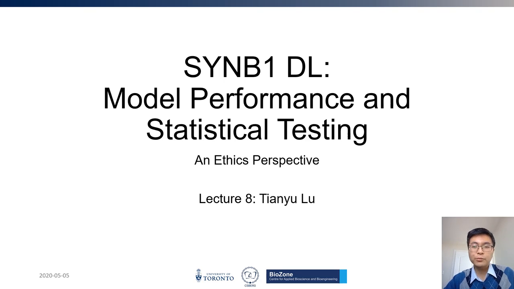In addition, I'll try to bring in an ethical perspective and to see at what stage of the model evaluation process we can really leverage the benefits of ethical reasoning. So let's get started.